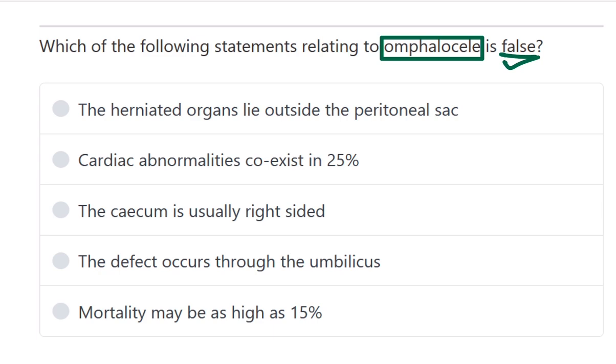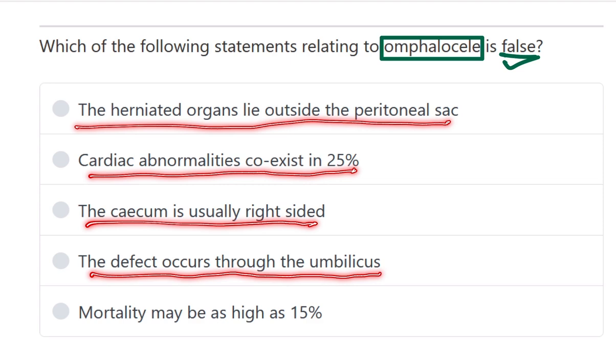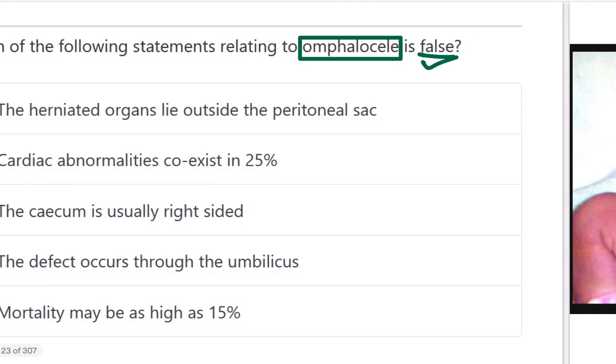Here the options are: the herniated organ lies outside the peritoneal sac, cardiac abnormalities coexist in 25% of the cases, cecum is usually right-sided, defect occurs through the umbilicus, mortality may be as high as 15%. So let's see the omphalocele.